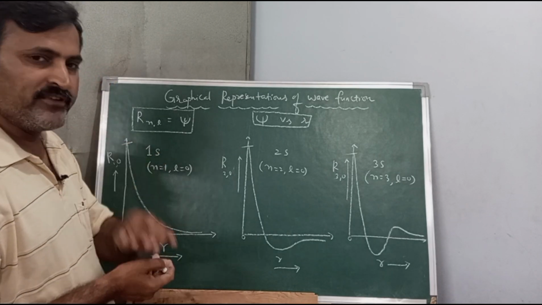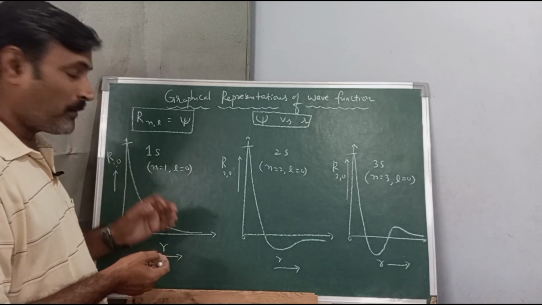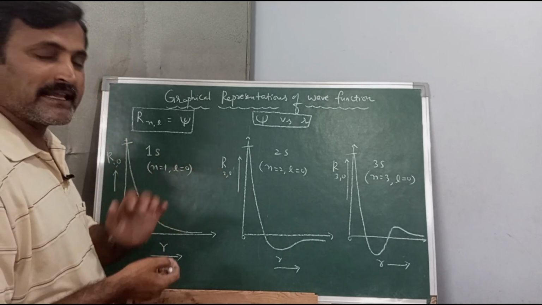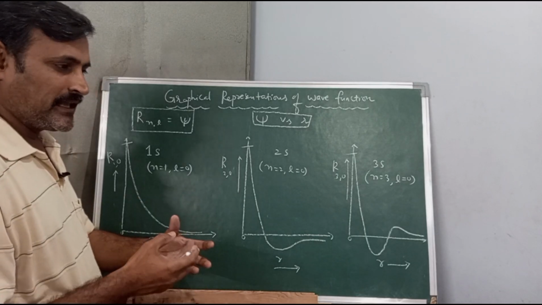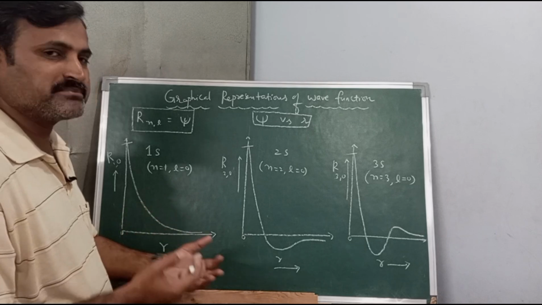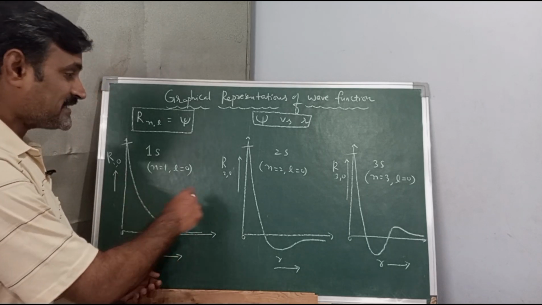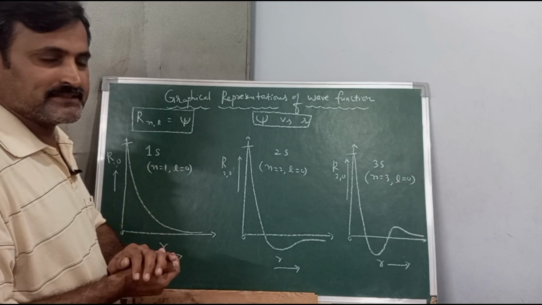Obviously your answer is no. Why? Because the probability density of finding the electron at radius 0 means at the nucleus. You can't accept that the electron is present in the nucleus. That means these graphical representations need to be modified.